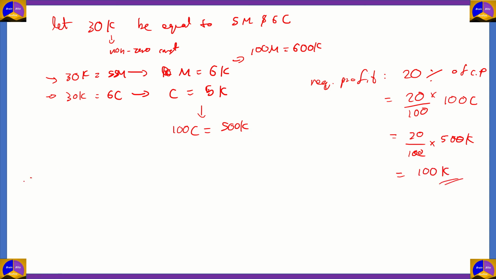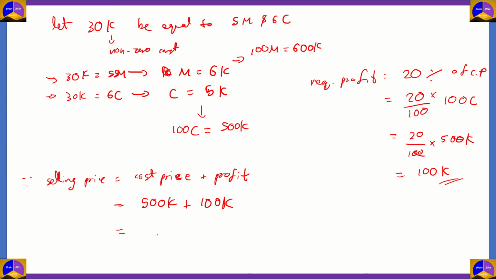Now, since the selling price, or SP, is cost price plus profit, the cost price is 500K. We're going to use that relation here. 100C equals 500K, and the profit will be 100K.